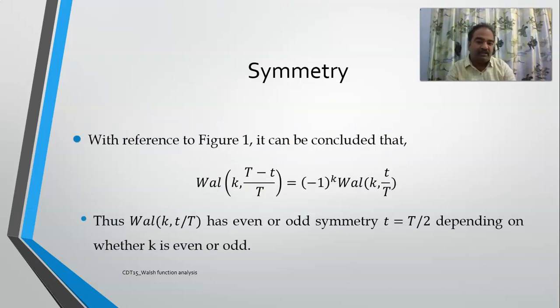Next one is symmetry. As I already mentioned, it can be concluded that they do exhibit even or odd symmetry with respect to half of the periodicity, depending upon whether k is even or odd. If k is odd, then they will represent odd symmetry. If k is even, then they will represent even symmetry.